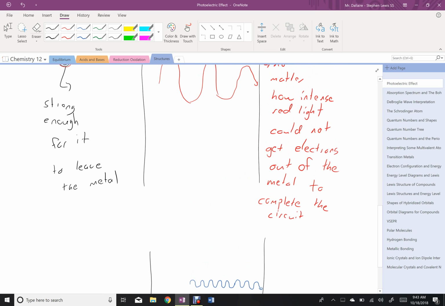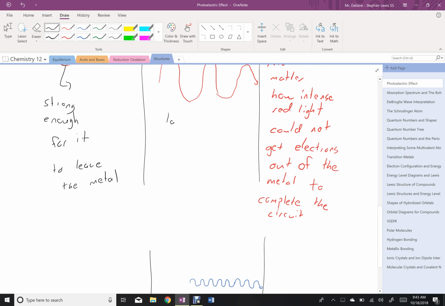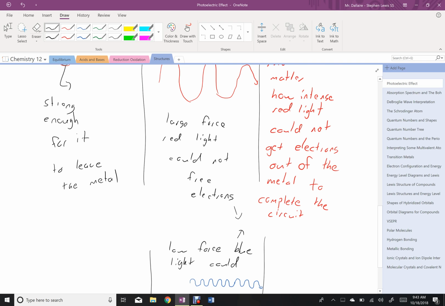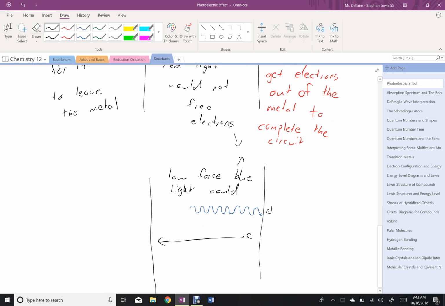So this was very strange. This large force, red light, could not free electrons. And this low force, blue light, could. So this did not support the current theory, because here, these electrons should have been only forced with very small forces back and forth, and as a result, the force should not have been enough to let the electrons out.